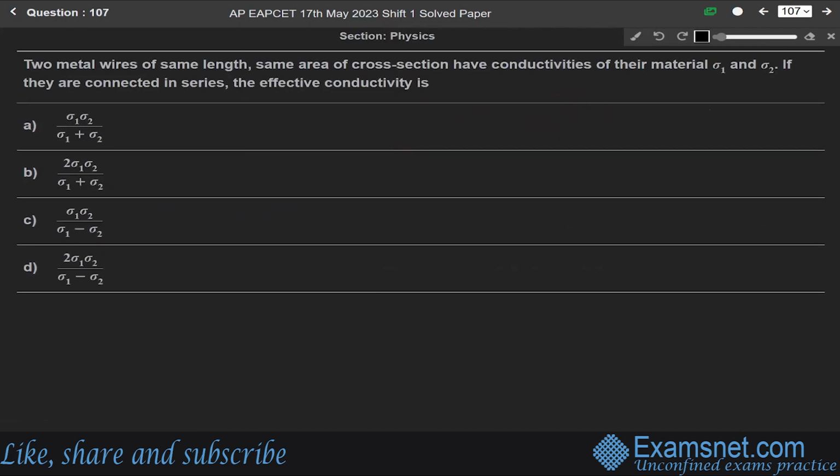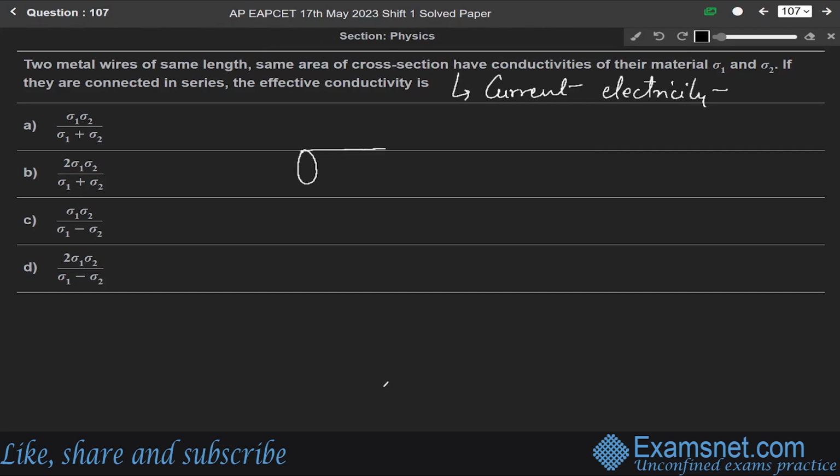Okay, now next question, 107. Two metal wires of same length and same area of cross section have conductivities of their material sigma 1 and sigma 2. If they are connected in series, the effective conductivity is. So this question is from the chapter of current electricity. Now, according to the question, there are two wires and they are connected in series.